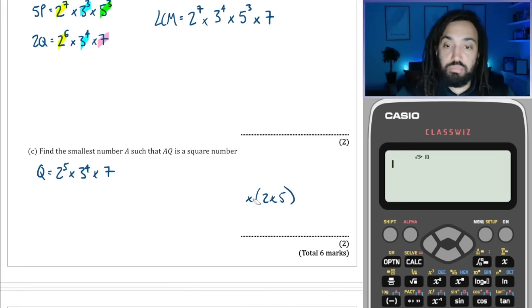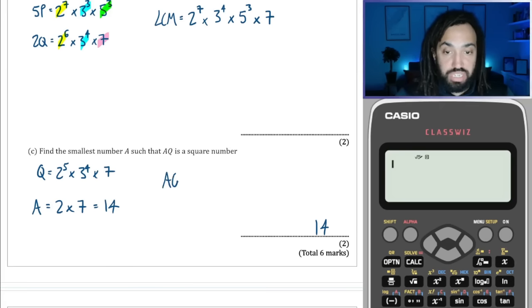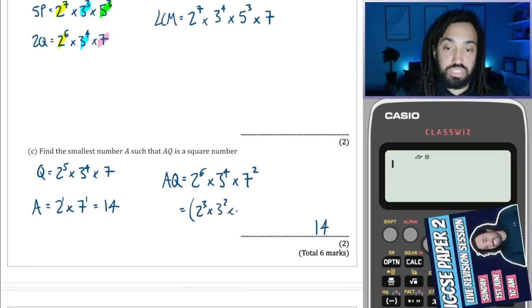So, I propose that A needs to be 2 times 7, so 14. And the reason for that is that when you multiply these two together, you add the powers. So you're going to have 2 to the 6, and 3 to the 4 is going to stay the same, but you can have a 7 times a 7, which is going to give you 7 squared.